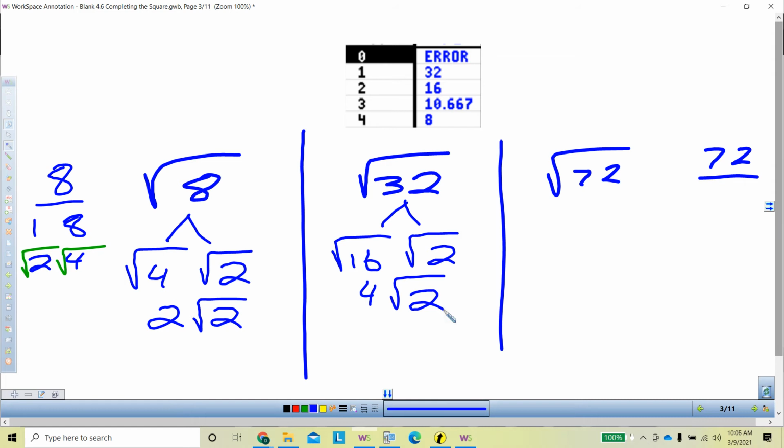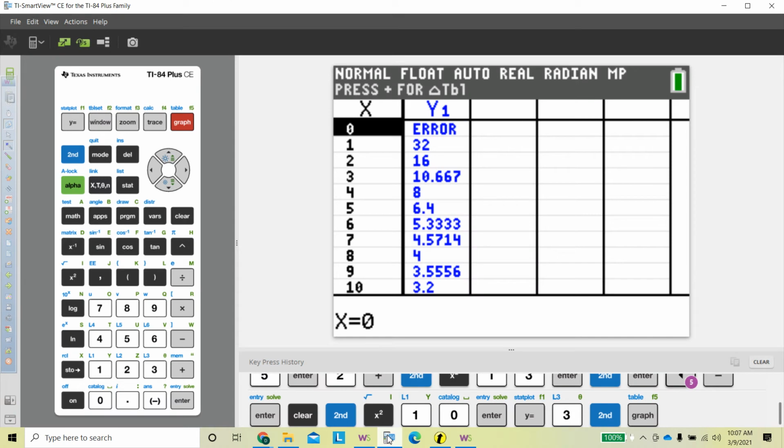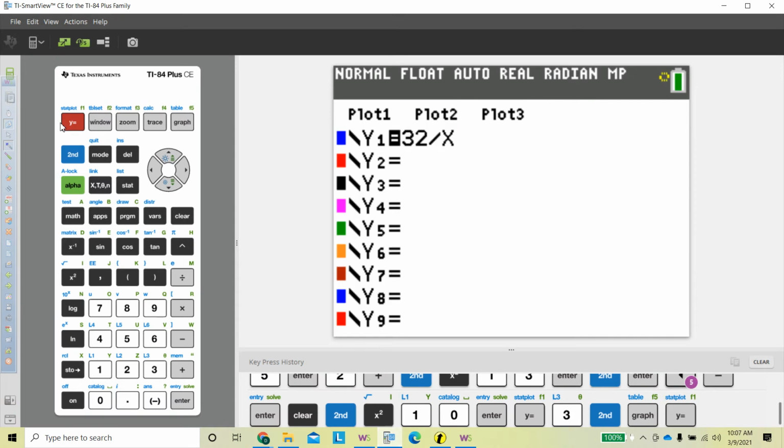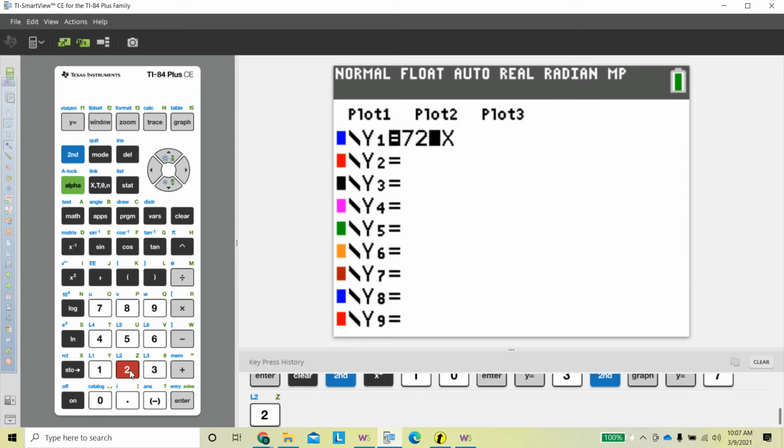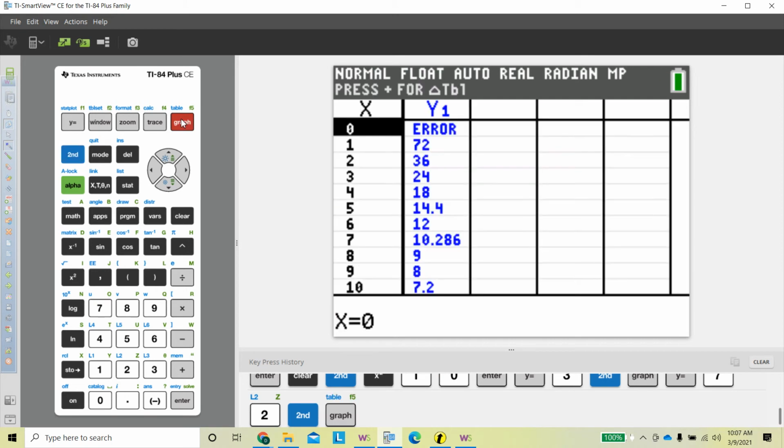Try 72 on your own. Don't use 4. Don't use 9. Those are not factors of 72 you can square root, but there's a much bigger one you can square root. So give that a shot on your own. You can do y equals 72 divided by x to see the factors like that.